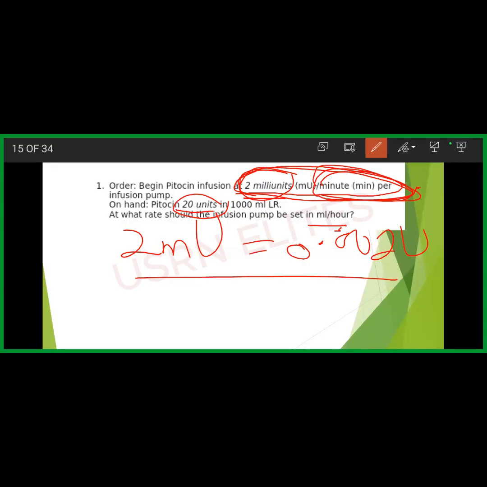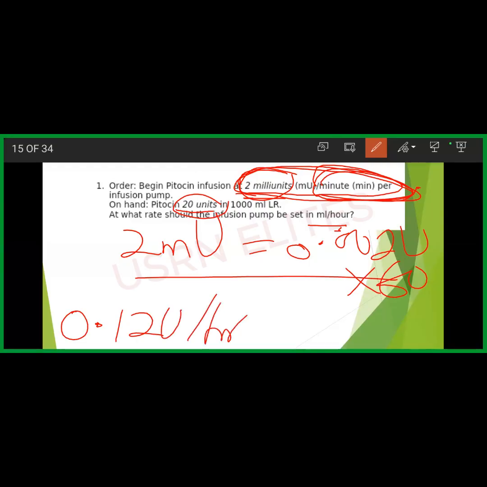The previous one we did, if you want to change it to hours, you do what? You multiply by what? 60. Do you remember? Yes, please, I do. So 0.002 times 60, what are you getting? 0.12. Yes, please. Right? So units per hour.